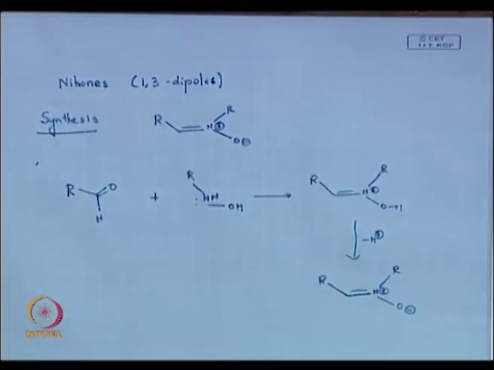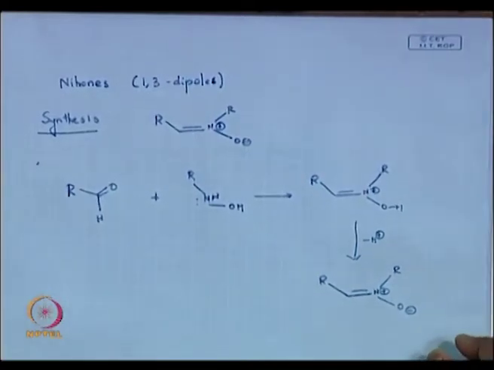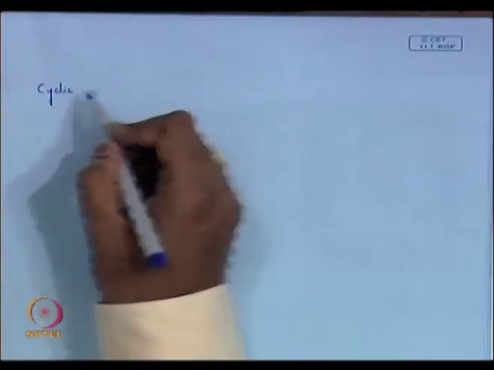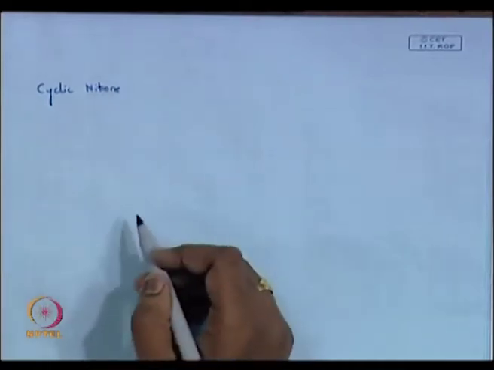You can make your nitrones like this. Simple ways, very simple to make these nitrones. Another interesting class is your cyclic nitrones. We will see how to synthesize cyclic nitrones.